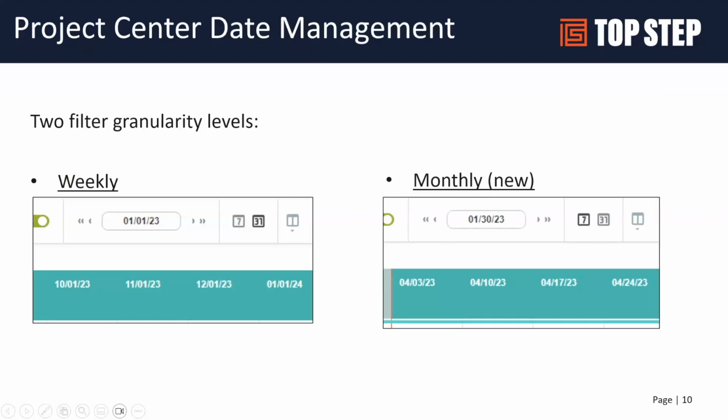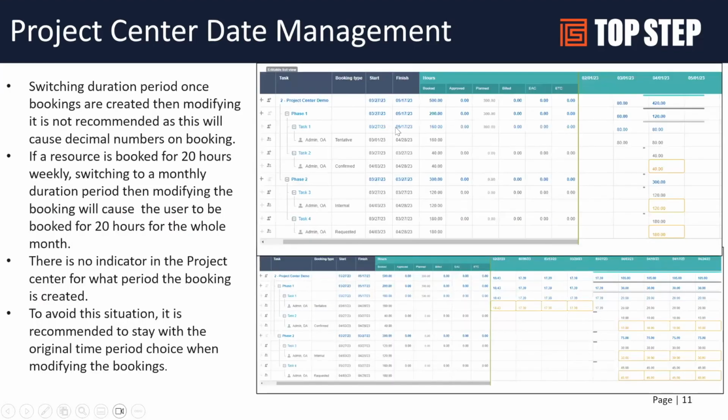And as I mentioned, there are different levels of granularity. Again, weekly until this last release, now monthly. Very helpful, in my opinion, in being able to pivot back and forth. There are some things you need to think about, though, when you are doing this. If you're switching durations once they're created and then making modifications, you could get some wonky numbers. So, for example, if you created them monthly, then you break them into weekly, and then you start updating weekly, you could get some odd decimal numbers on your bookings. So be aware of that.